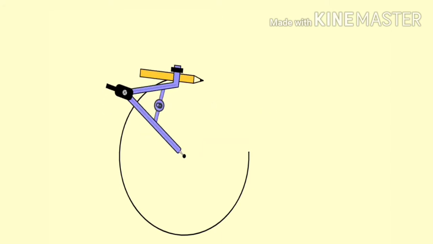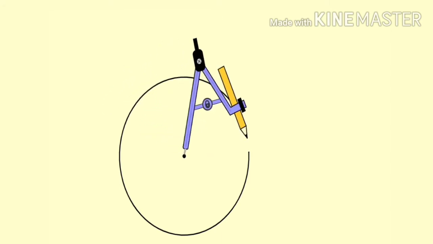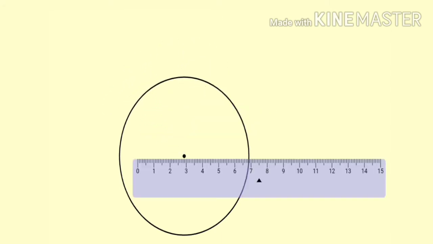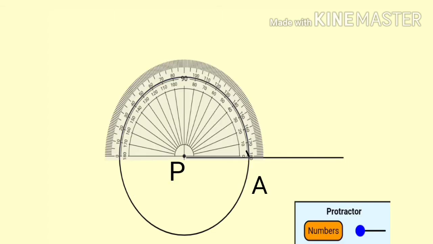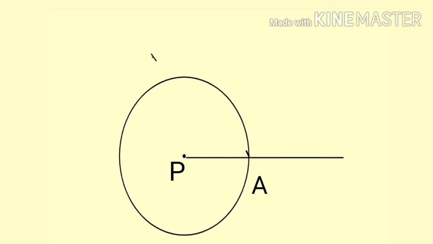First, draw a circle of any radius with center P, draw radius PA, and extend PA till the exterior point. With the help of the protractor, measure angle P as 110 degrees. Join the mark of 110 degrees with point P and plot point B on the circle.